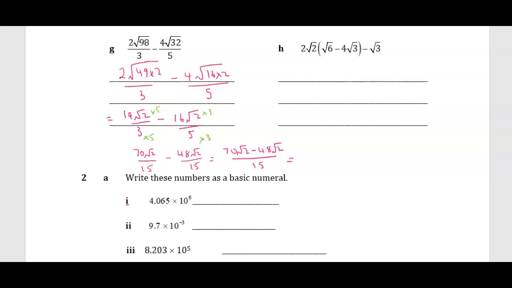Now we've got 70 root 2 minus 48 root 2 over 15. 70 minus 48 is 22. So 22 root 2 over 15. And I can't simplify that any further.